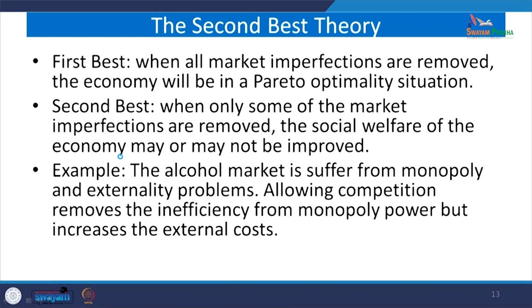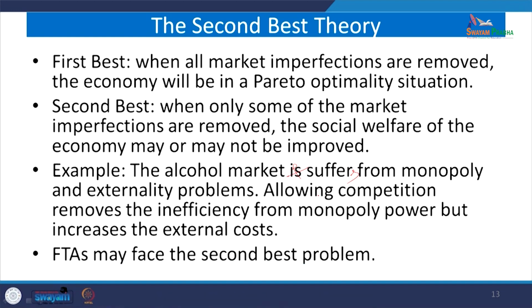suffering from monopoly. It suffers from monopoly and externality problems. Allowing competition removes the inefficiency from the monopoly power but increases the external cost. FTA, free trade areas, may face the second best problem, because a customs union is different from an FTA. So, there will be some problems.